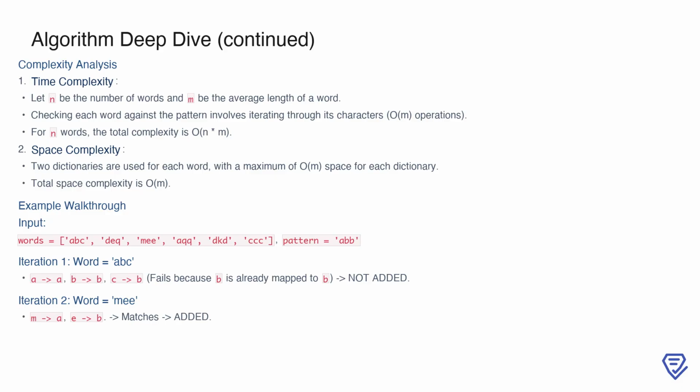Consider the input where words equals abc, dec, me, ac, dkd, ccc, and the pattern equals ab. For the first word, abc, we attempt to create mappings. A maps to a, B maps to b, but C also maps to b, which is inconsistent. So, abc is not added to the result. For the second word, me, we successfully map m to a and e to b, confirming a match. Me is added to the result.